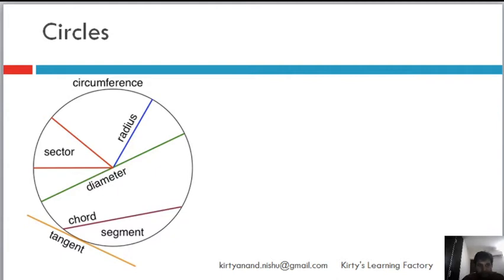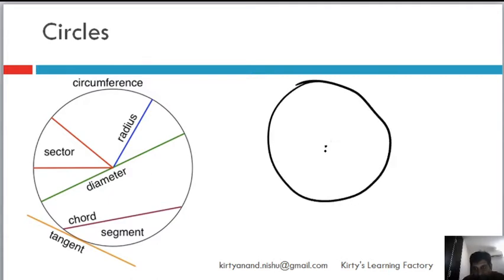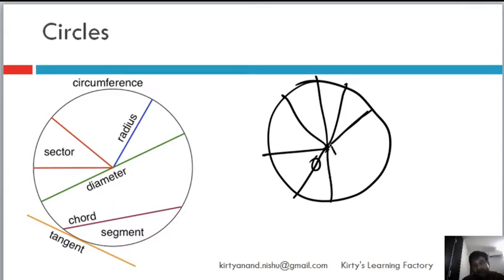Okay, so what do we have here? This is a circle, and in a circle, this is the center. First of all, understand what is a circle. Circle is a geometric figure in which there is a central point, and the distance from that point, let's call it O, to any point on the circle is the same. That is the definition of circle.